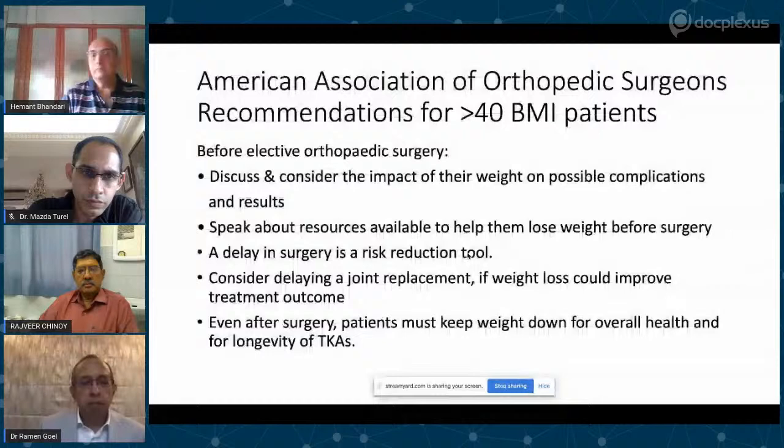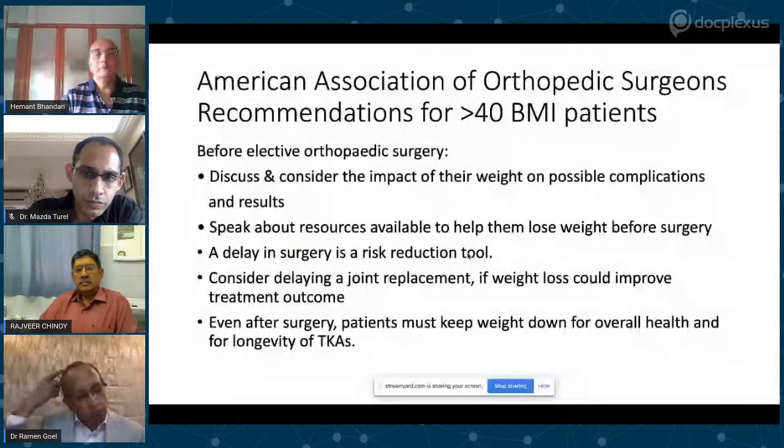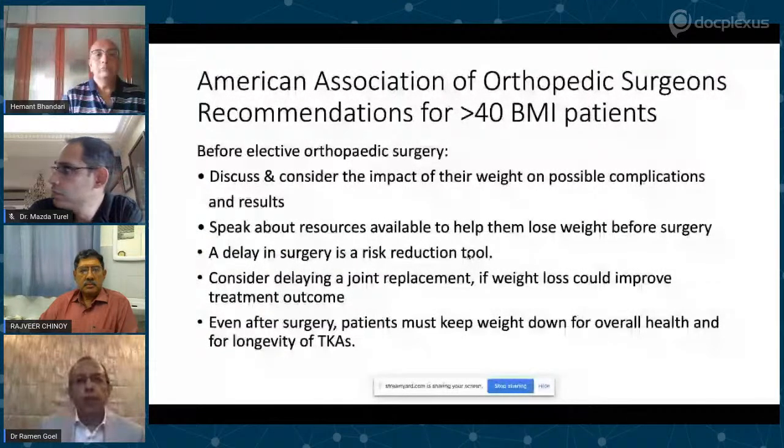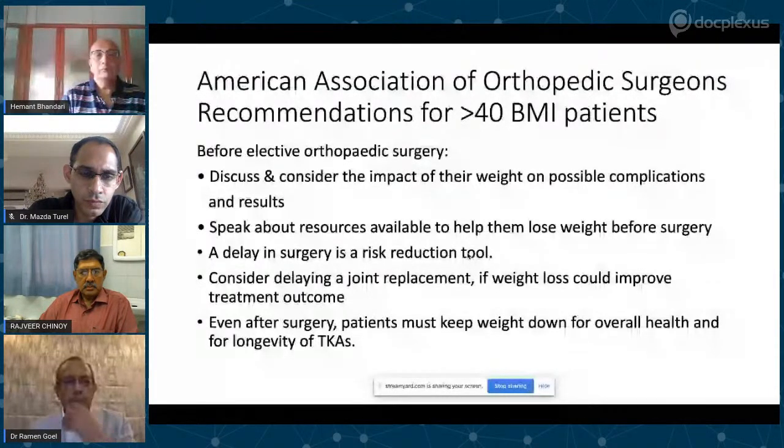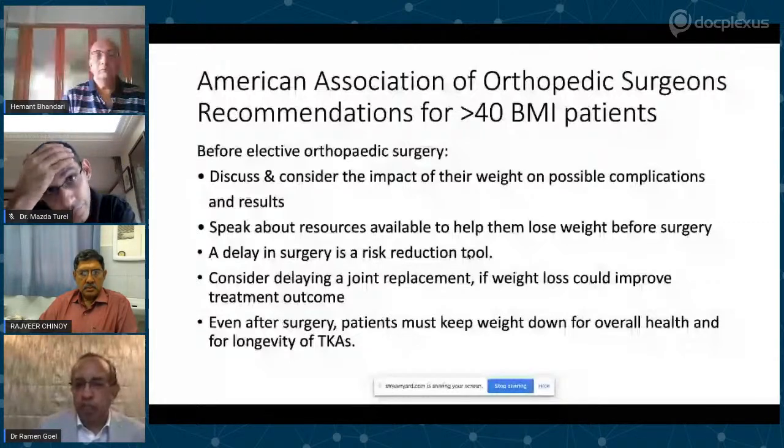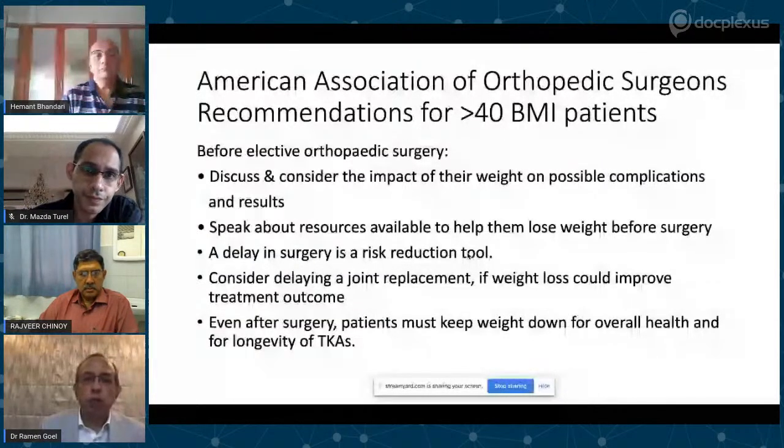Majority of the population worldwide is struggling, and this is what probably Dr. Chinoy was referring to, that the American Association of Orthopedic Surgeons says that if you are planning an orthopedic surgery, patients should discuss and consider the impact of their weight on possible complications. This is a necessary discussion that should happen. They should talk about what are the possible options to lose weight before surgery. A delay in surgery is a risk reduction tool.